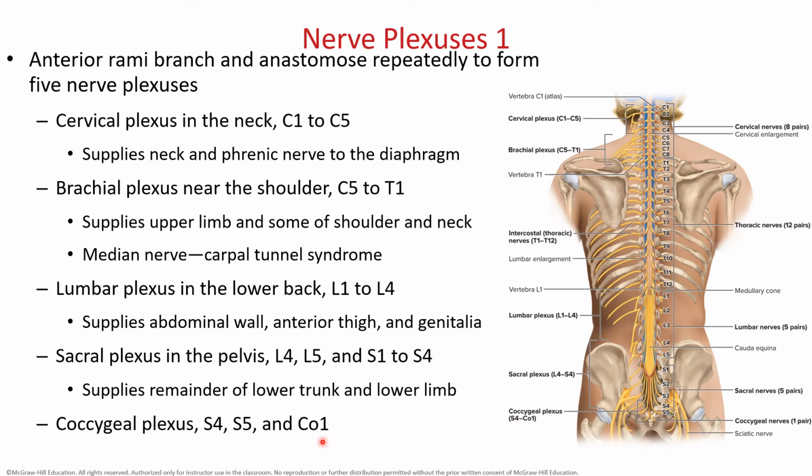And then we'll have the coccygeal plexus, which is S4, S5, and coccygeal nerve number 1. So S meaning sacral nerve number 4, and sacral nerve number 5, and then CO stands for coccygeal nerve 1. And you can see that down here. So coccygeal plexus right here, sacral plexus right here.